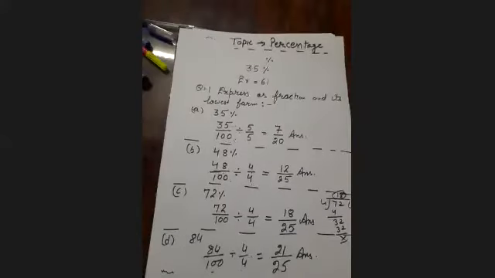Next is part E. Our next number is a mixed fraction number. Now convert this mixed fraction number as a fraction and then to its lowest term. Now our number is 7 1 upon 2%.